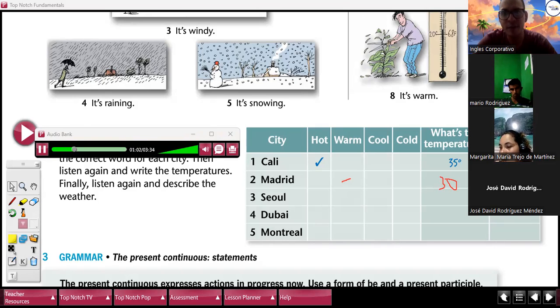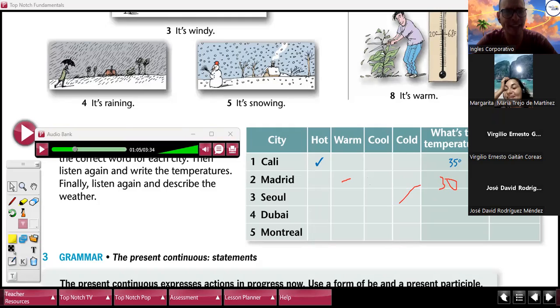Okay, tell me about Seoul, please. It is cold. Okay, it's what? Hot, warm, cool, or cold? Cold. Cool. Cold, okay. And tell me the degrees, the temperature? 25. Are you sure, guys? Pay attention. You don't pay attention to the information. Don't invent, because it is not a guessing game.